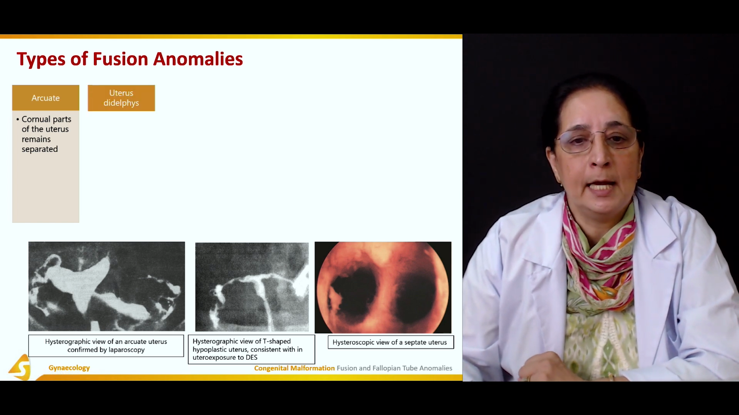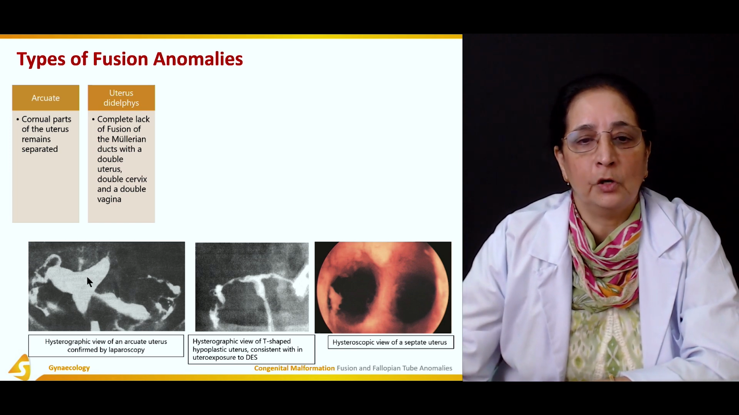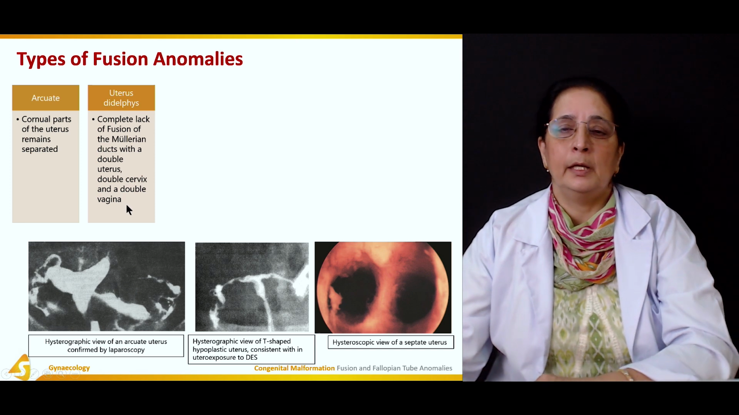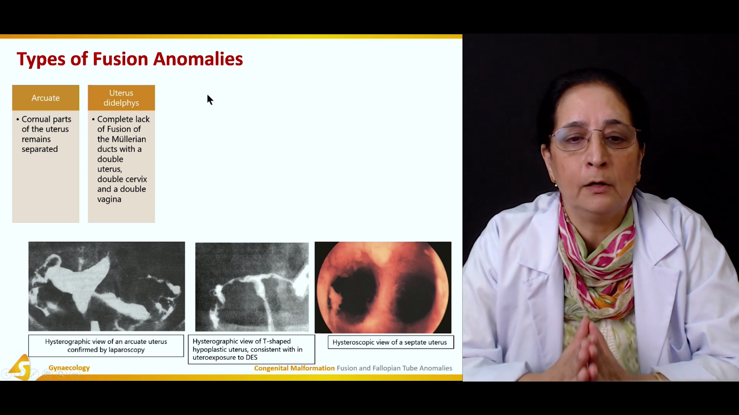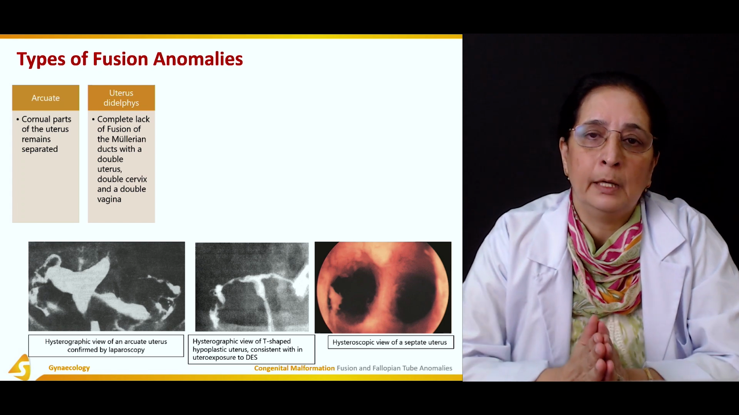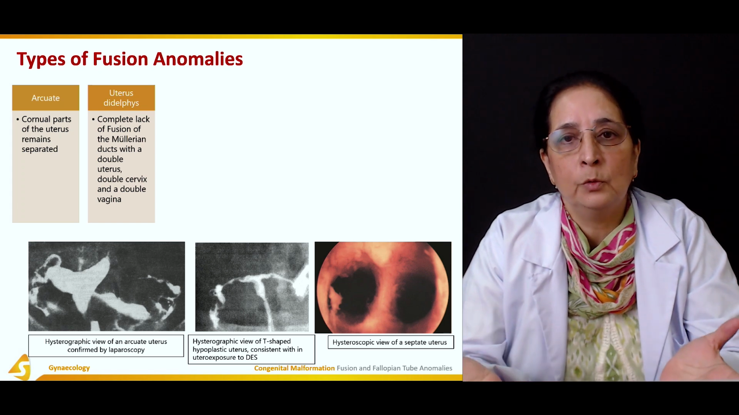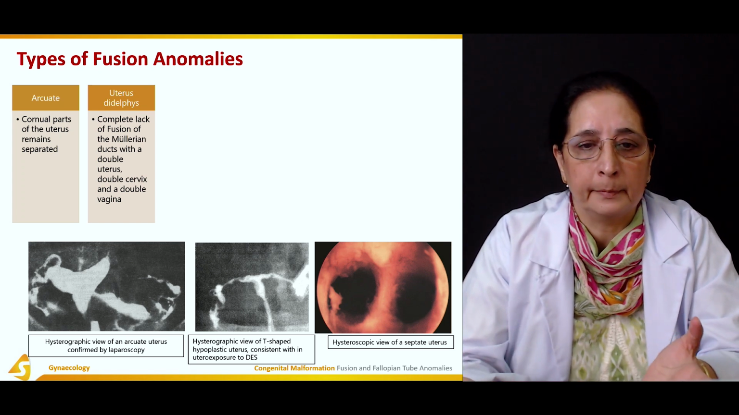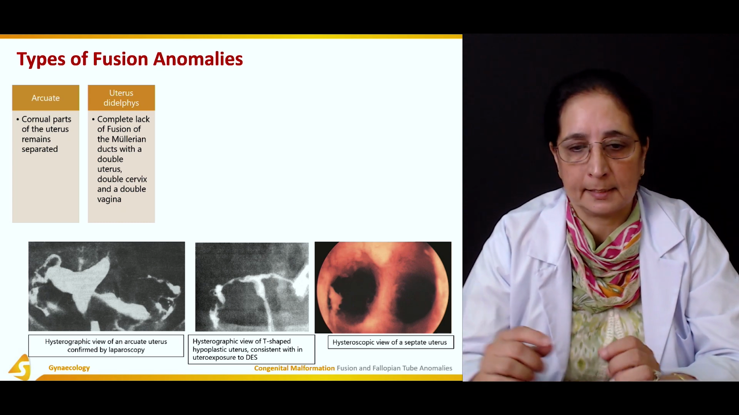Then the uterus didelphys. There is complete lack of fusion of Mullerian duct with double uterus, double cervix and double vagina. So in this there is failure of fusion of Mullerian ducts. So when the Mullerian ducts don't fuse, it leads to two uteri, double cervix and also double vagina. So didelphys.